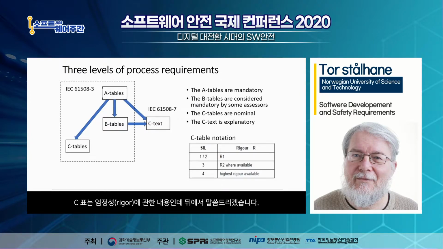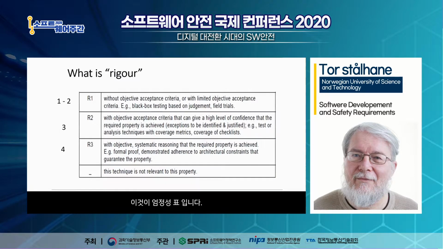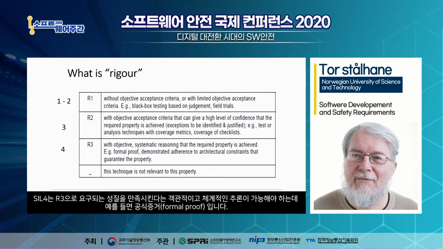And the C table is about rigor. And we'll get back to rigor later, so maybe we should dwell a little on it. It says R1, R2, or whatever highest available. And this is a table of rigors. We see that if we have a SIL 1 or SIL 2, we have rigor 1, talking without objective acceptance criteria or with limited objective acceptance criteria. While if we have SIL 4, then we go down to rigor 3, with objective systematic reasoning that the requirements property is achieved. For instance, formal proof.